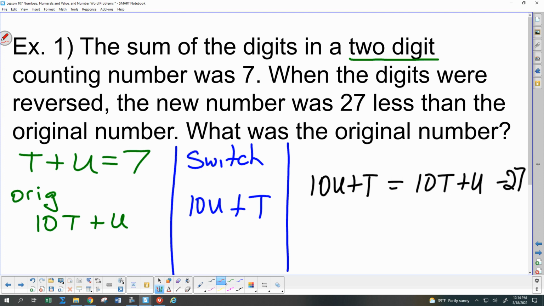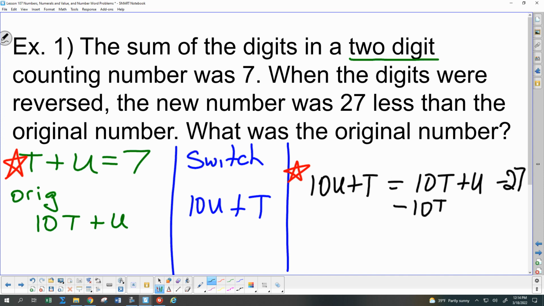That means that I have one equation right here, t plus u is 7. I have a second equation here that has t and u in it. So I have a system of 2 equations, but I sure ought to clean up the one on the right. Everybody good with we need to clean up the one on the right? So let's get all of our u's and t's on one side and numbers on the other. Let's see what happens over here.